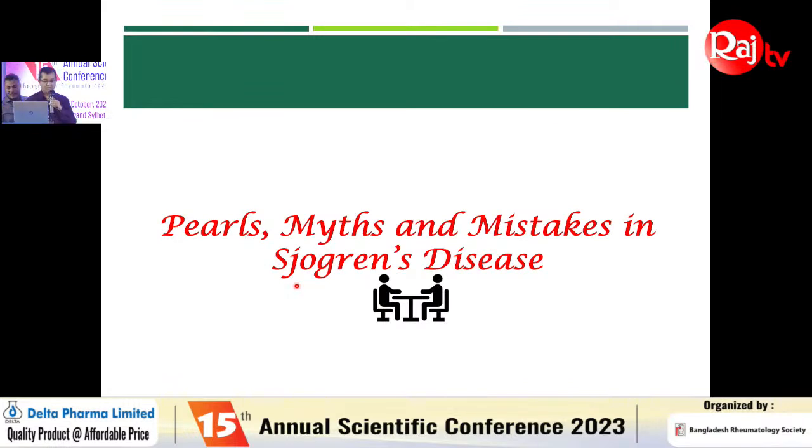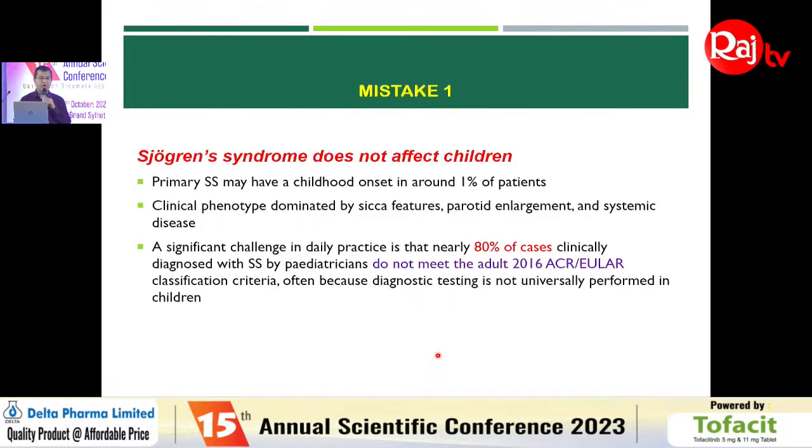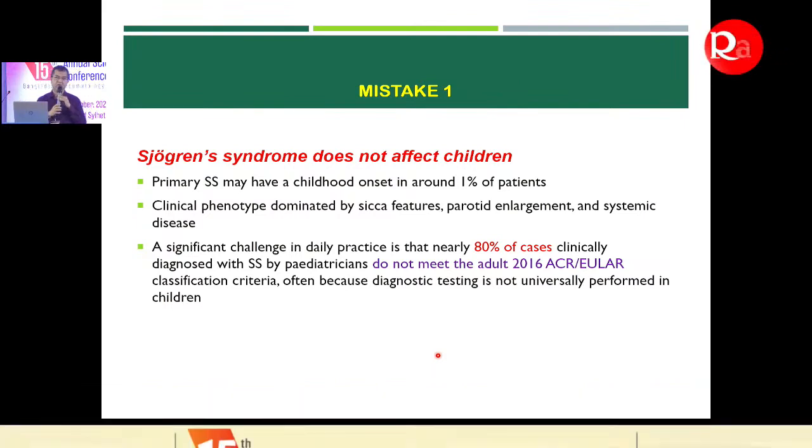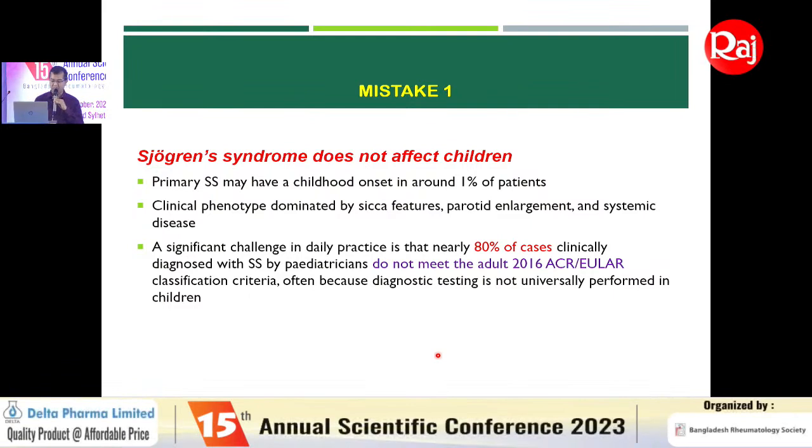Enlargement. So I want to share some pearls, myths and mistakes in the diagnosis of Sjogren's disease. We have a common perception that it is an elderly disease, but Sjogren's disease can also involve children, and 1% of the total Sjogren's population are children, and they often do not fulfill the ACR-EULAR criteria because the ACR-EULAR criteria are validated on adult populations.